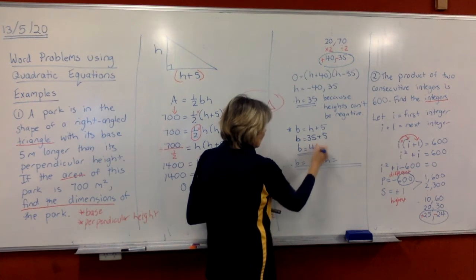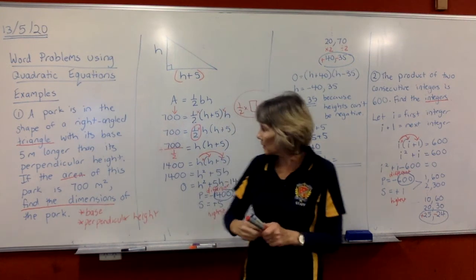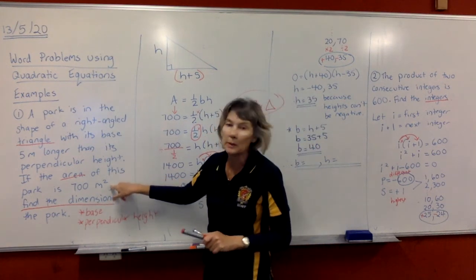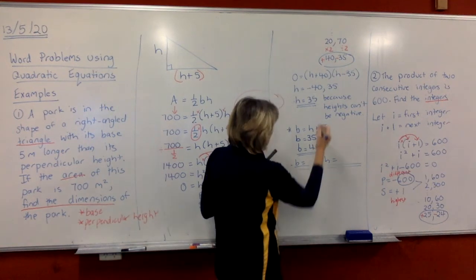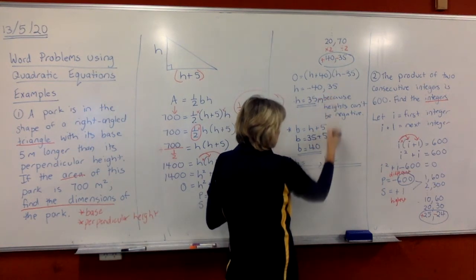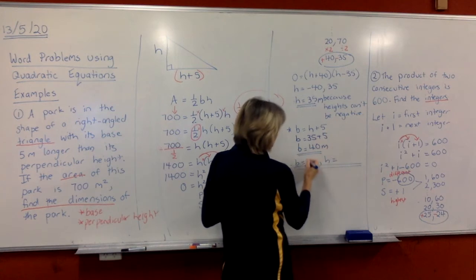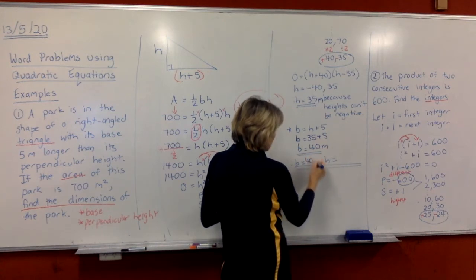And you'll end up with 40. Now, remember your units. So back over here they told you that the area was in metres squared. So both of these will be in metres. And we'll write down our answers together at the end.